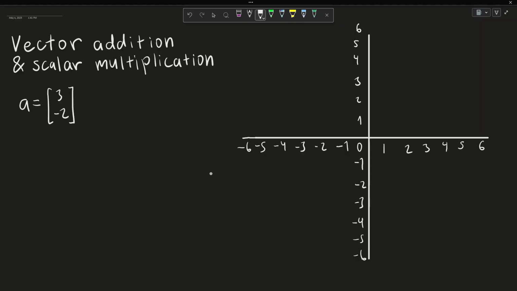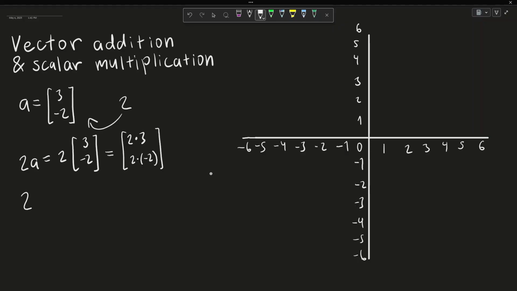So if we took this scalar value of 2 and we multiplied it by vector a, we'd find that 2a equals 2 times 3, -2. And you could write this mathematically as simply the entries multiplied by the scalar. So 2 times 3 and 2 times -2.